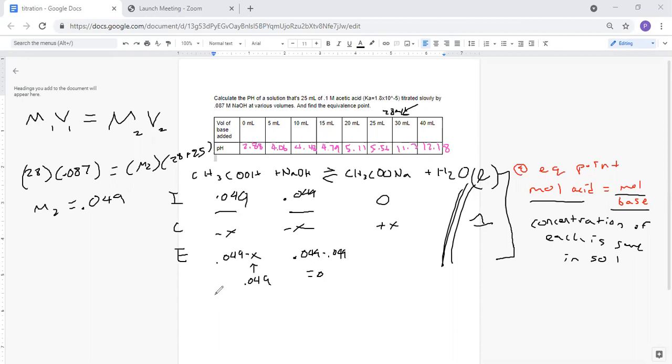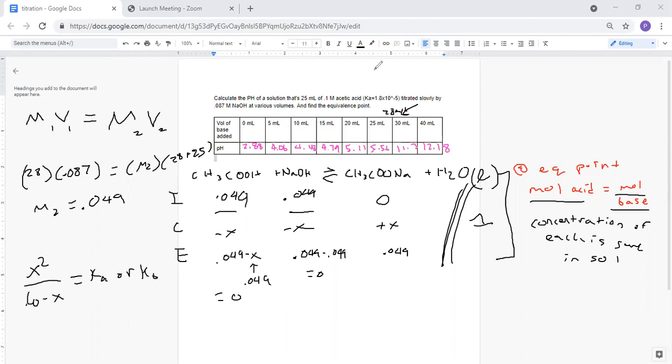So these equal 0, equals 0. And this guy is 0.049. Now, a lot of you guys were asking, do we use, well, we know that we have to use this equation, right? C0 initial minus X, but is it Ka or Kb?